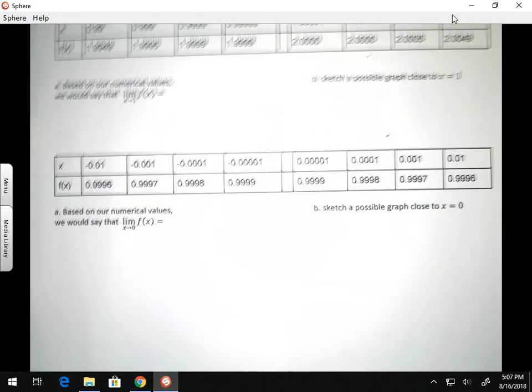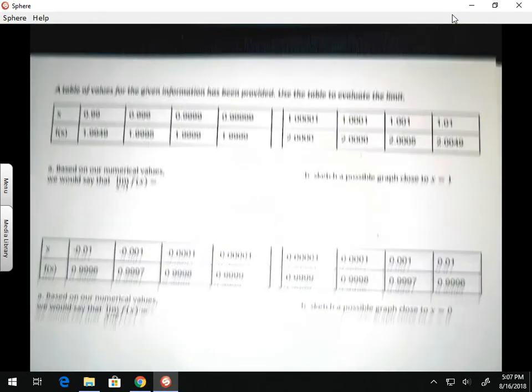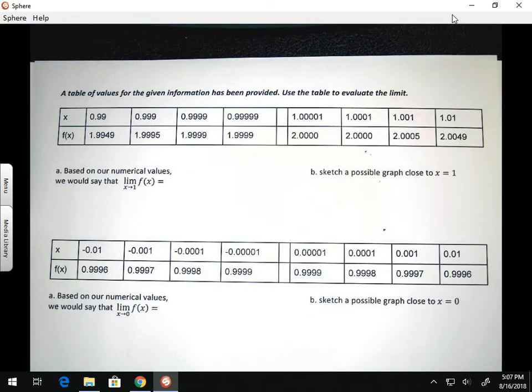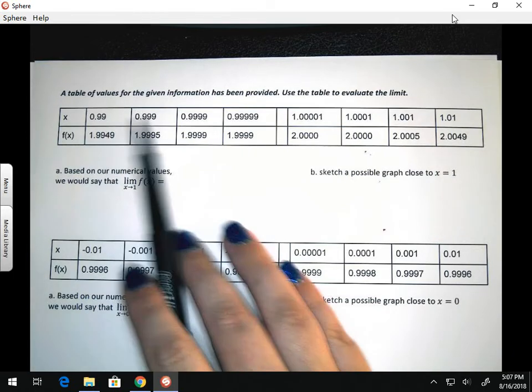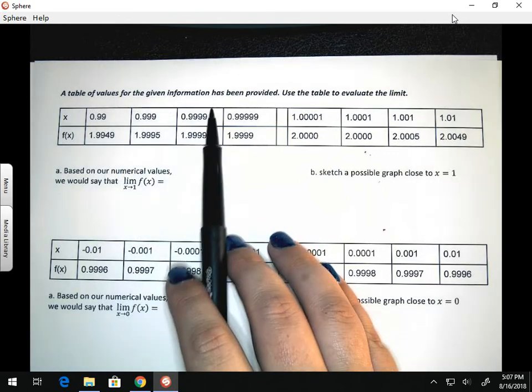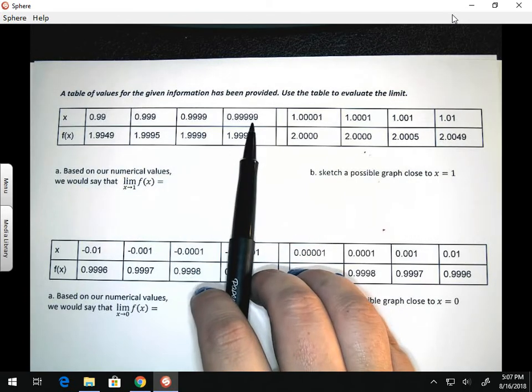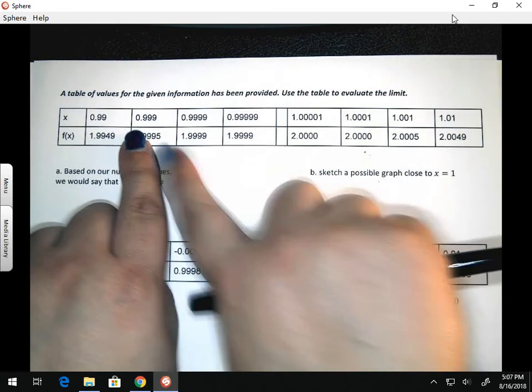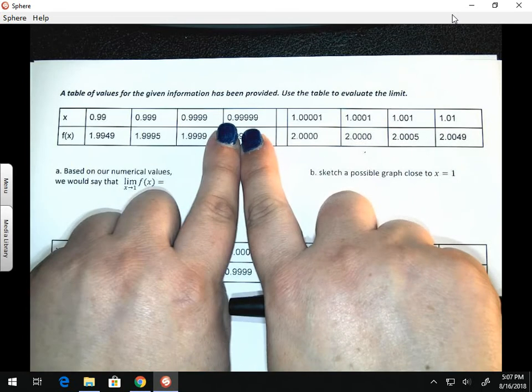Now, let's look at some tables that are already made, so you don't have to actually plug them into your calculator and do them. A table of values has the given information, and we're going to take a look and see if we can figure out what's going on. So 0.99, 0.999, 0.9999, 0.99999. So clearly this is getting bigger and bigger, and to me that would be approaching 1.